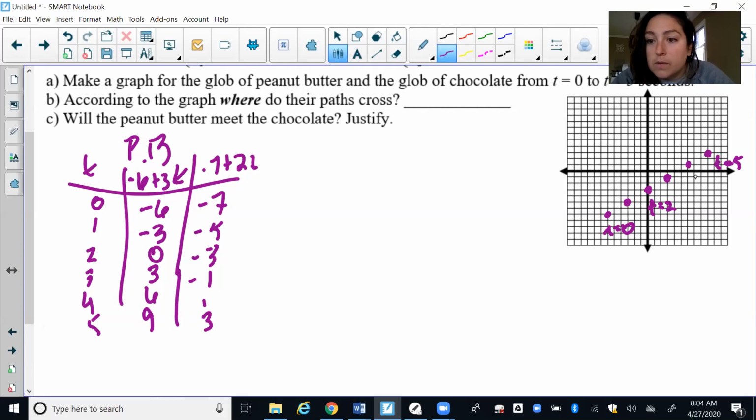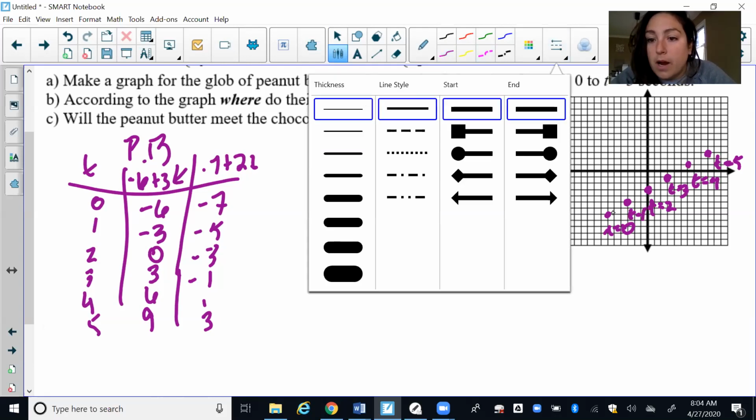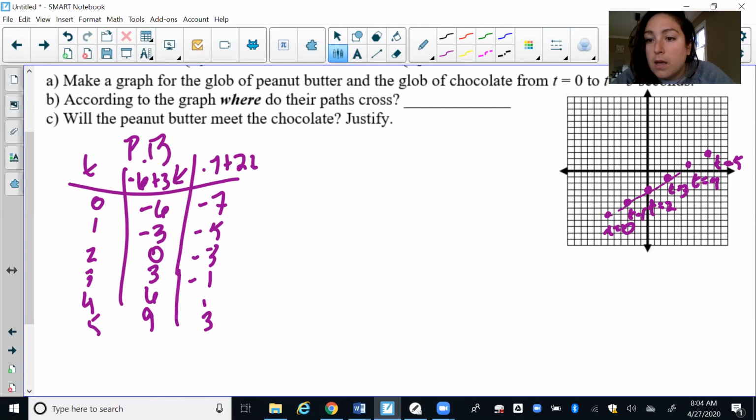That's at t equals 4, and that's at t equals 3. Our direction of travel is this direction, so we need arrows showing the direction of travel. All right, now we need to graph the other one.